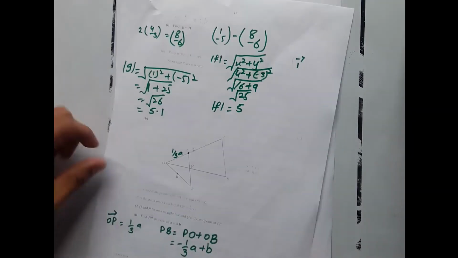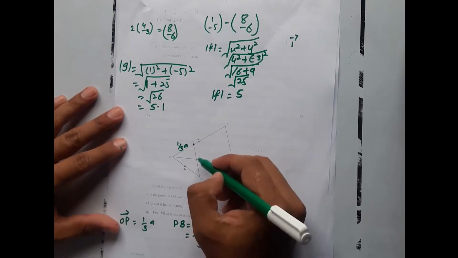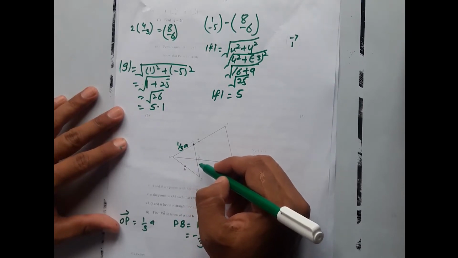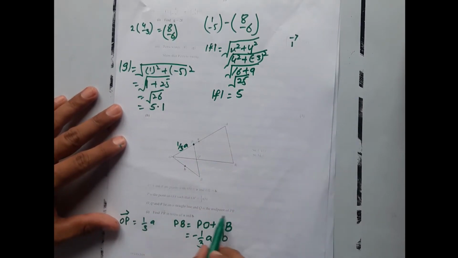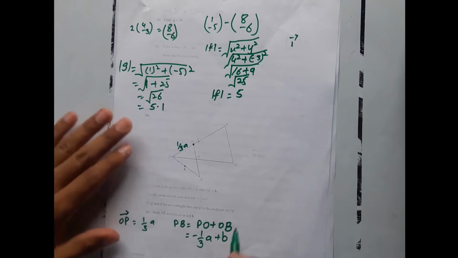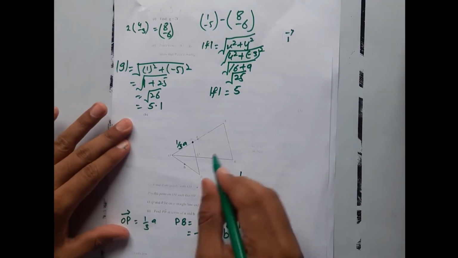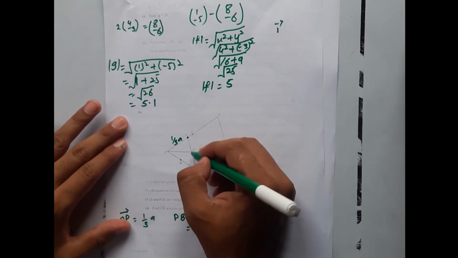Okay. Now find OQ in terms of a and b, giving your answer in simplest form. We have to find OQ. We know that Q is the midpoint of PB. If we divide that by 2, this will become your midpoint. So first I have to find PQ.